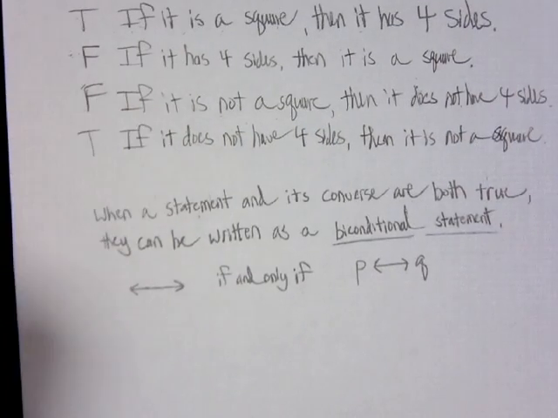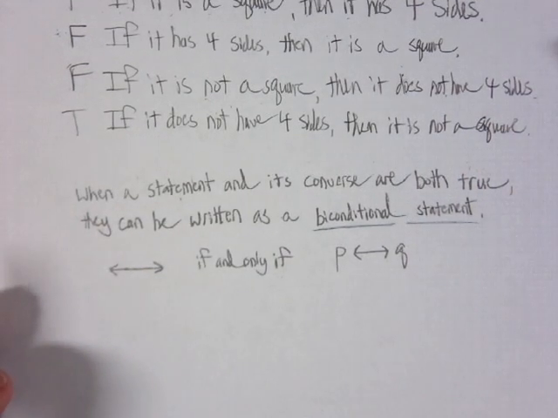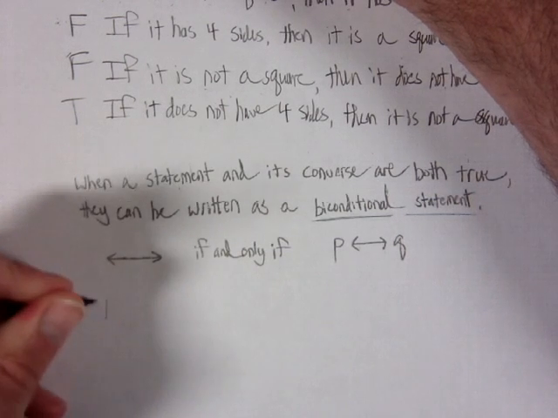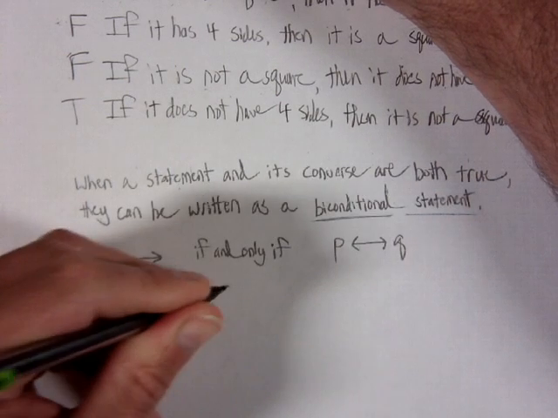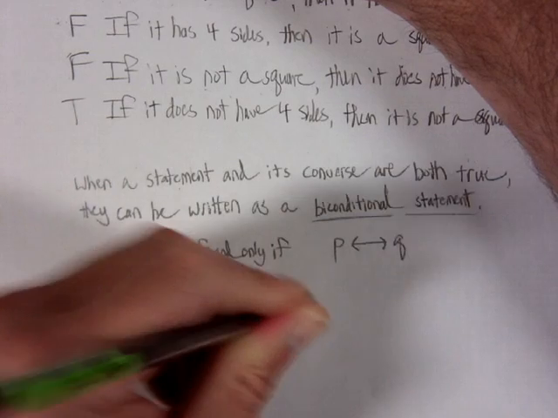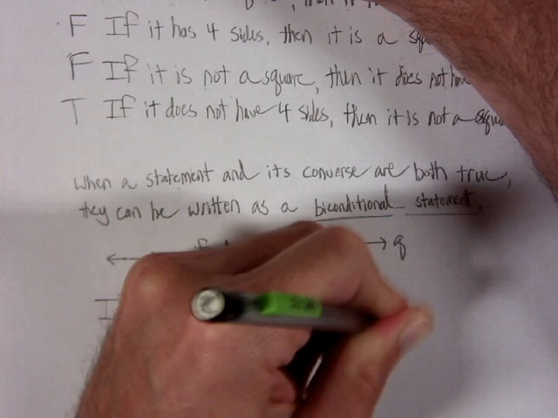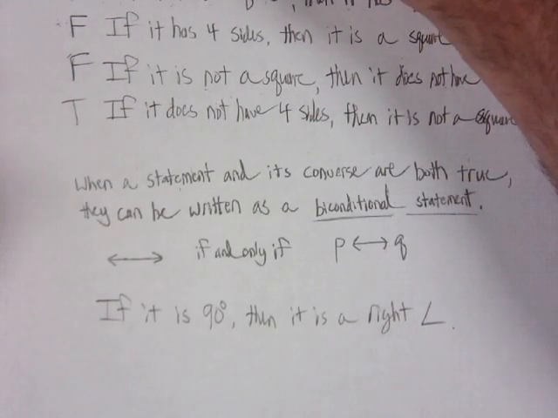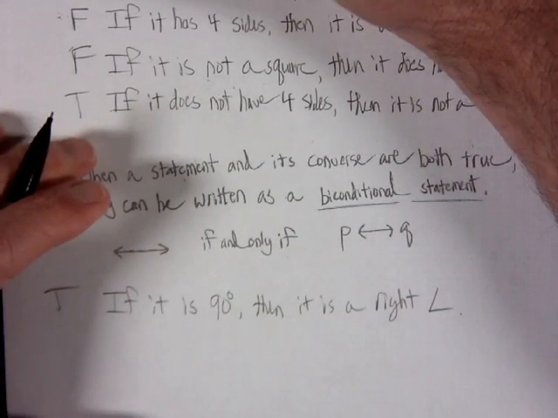So if the statement and its converse are both true, then it can be written as what is known as a biconditional statement. All right, so for example, what about this? If it is 90 degrees, then it is a right angle. True, by the way. If it's 90 degrees, it does have to be a right angle.